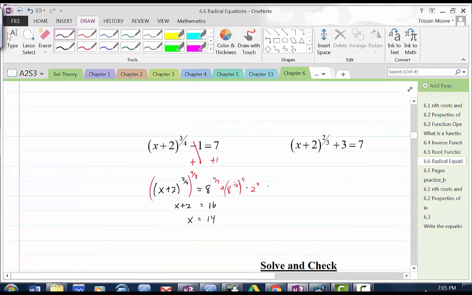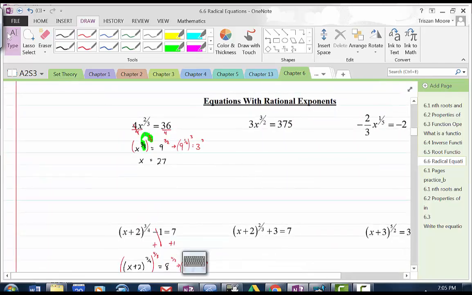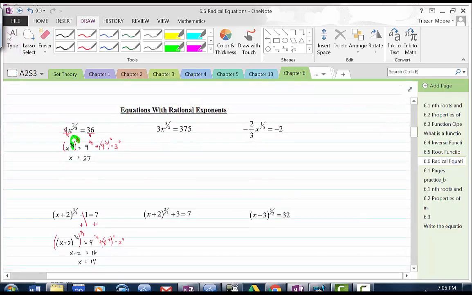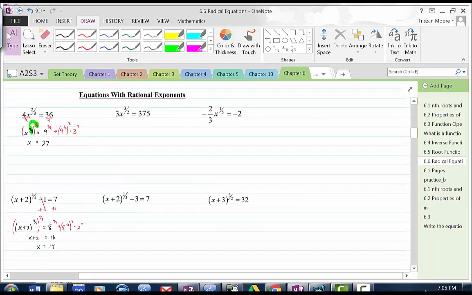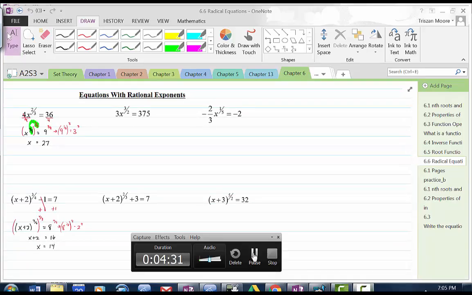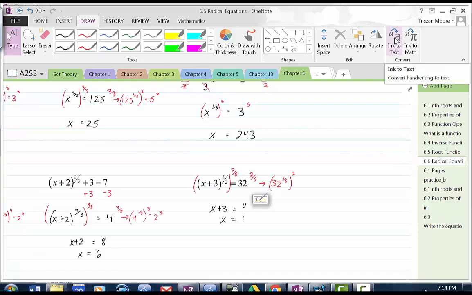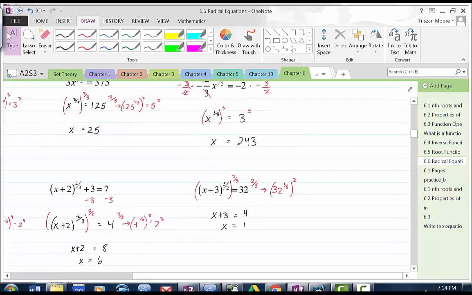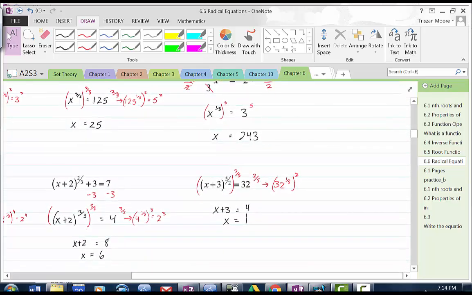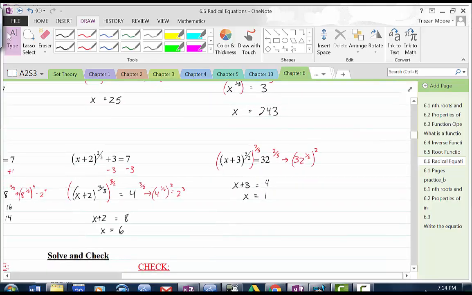So how about this? I just did 2 problems for you, this problem and this problem. What I want you to do is I want you to do these 4. So pause the video, do those 4, and then come back and compare your answers with the ones that I get. So I'm going to pause, you pause, and we come back later. For the 3 problems we just did, let's make sure. For the first one, I got x equals 25. Second one, I got x equals 223. Then I got x equals 6 and x equals 1.